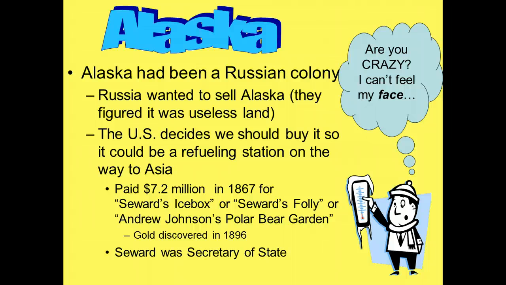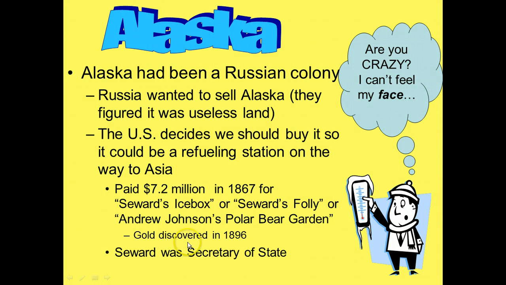Meanwhile, people are thinking to themselves, what are you talking about? We're going to spend millions of dollars on this chunk of ice? People made fun of Seward, the President's Secretary of State who was in charge of this. His last name was Seward. They nicknamed Alaska Seward's Icebox, or Seward's Folly, or Andrew Johnson's Polar Bear Garden. Okay, I actually made that last name up, but whatever.